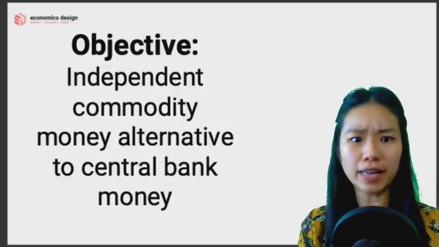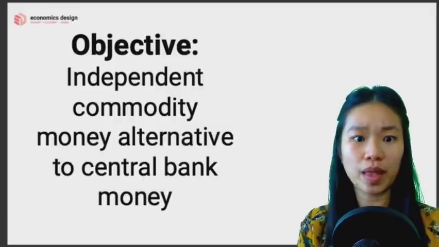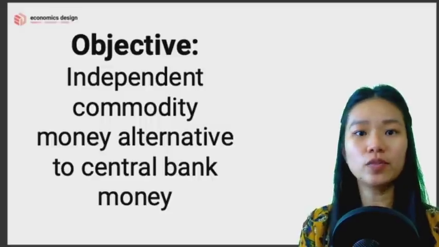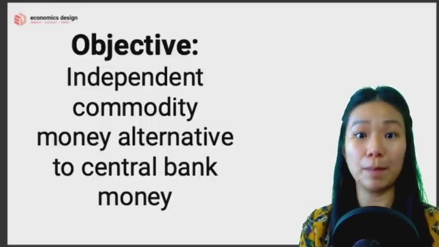Anyone can create independent commodity money, sure. But for it to be an alternative to central bank money, there need to be a little bit more considerations in place.